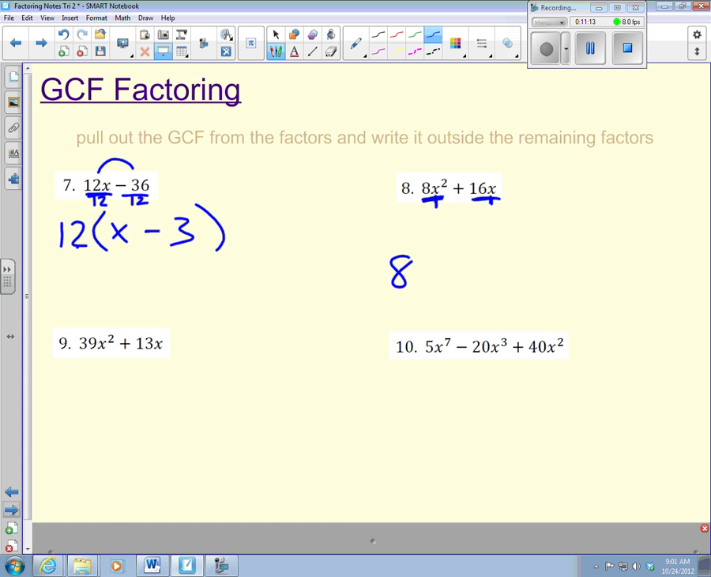Basically, the rule is this: if they have the same variable in all the terms, you take out the one with the smallest power, and that would be x to the first over here, or just x. So 8x is my greatest common factor. Two terms inside here.